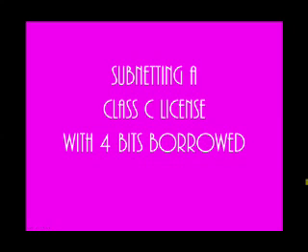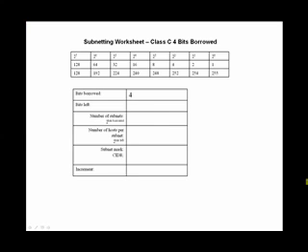For this example, we're going to subnet a Class C license with 4 bits borrowed. On my worksheet, I've indicated that I'm going to borrow 4 bits, and now I've highlighted the 4th one over. So I'm going to count 1, 2, 3, 4, and I'm going to circle that, or in this case, I've highlighted that.